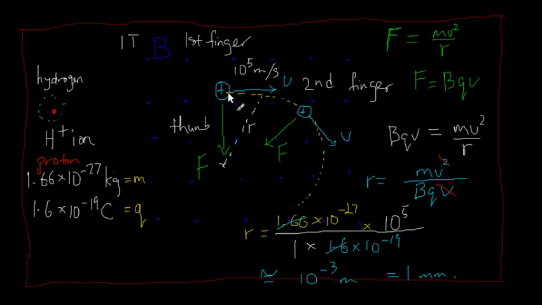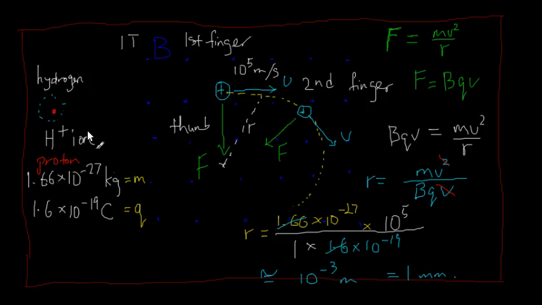In the last video, I talked about calculating the motion of a hydrogen ion as it moves through this uniform magnetic field. And we found that the hydrogen ion will move around in a circle that has a radius of 1 millimeter. In this video, I'm just going to take this idea a little bit further.